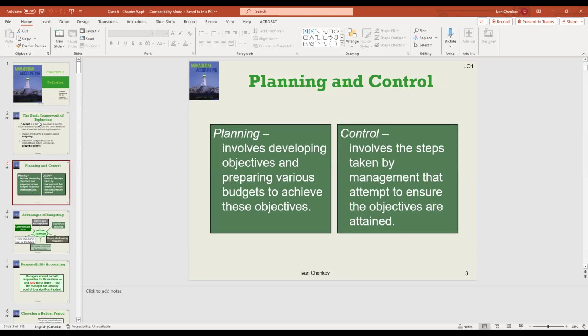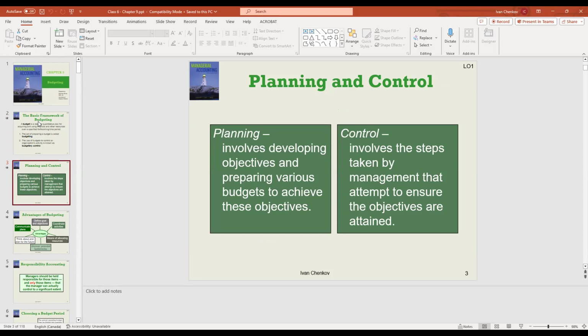Two stages in the budget. One is the planning, which is about developing objectives. So first we're going to develop our objectives, then we're going to prepare various budgets to achieve those objectives. With the budget, you don't have to achieve only one objective. You can have multiple objectives, and then you're going to prepare multiple budgets that are going to help you achieve those objectives.